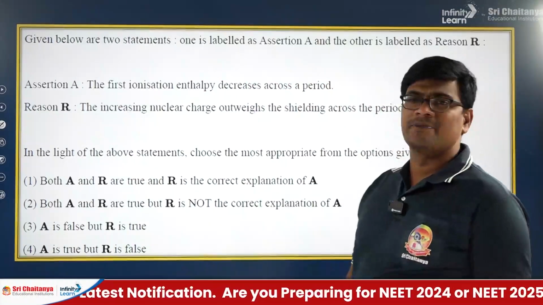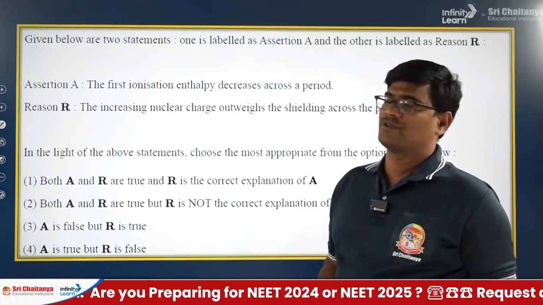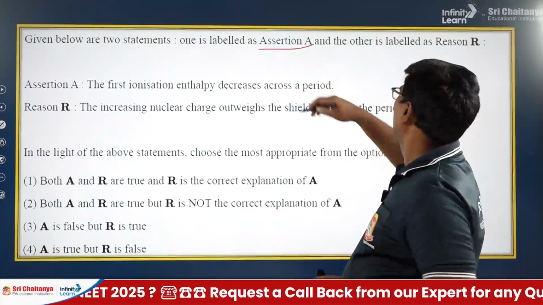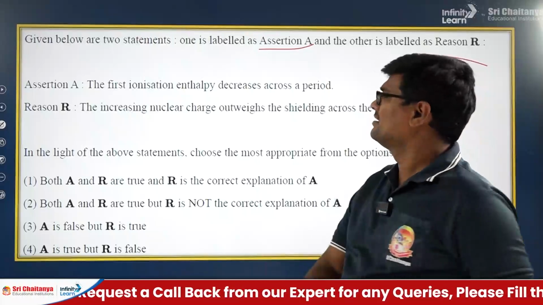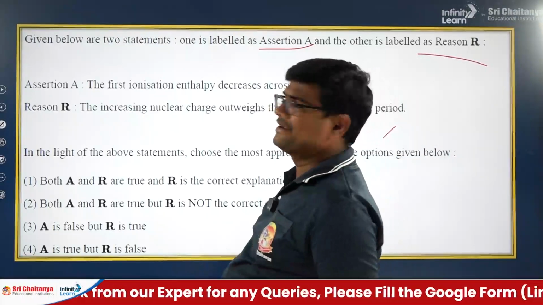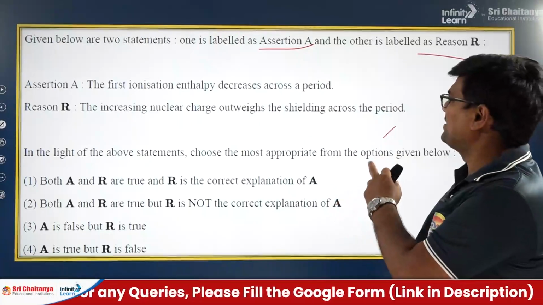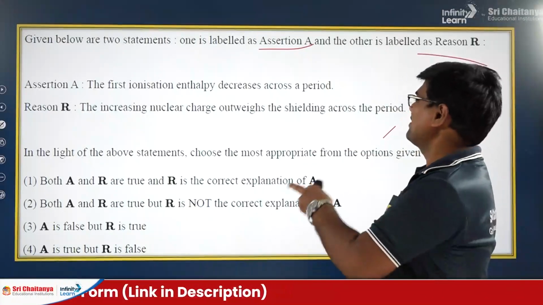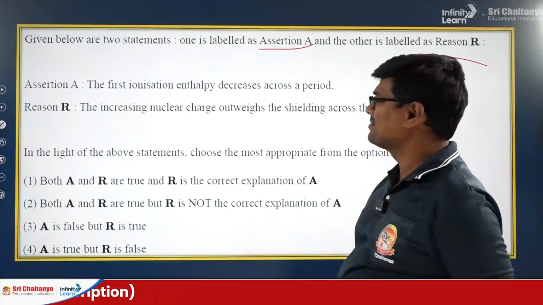Given below are two statements. This is also an assertion reason type question. One is labeled as assertion A and another is labeled as reason R. What is that assertion A? The first ionization enthalpy decreases across a period. Let us see the reason. The increasing nuclear charge outweighs the shielding across the period.